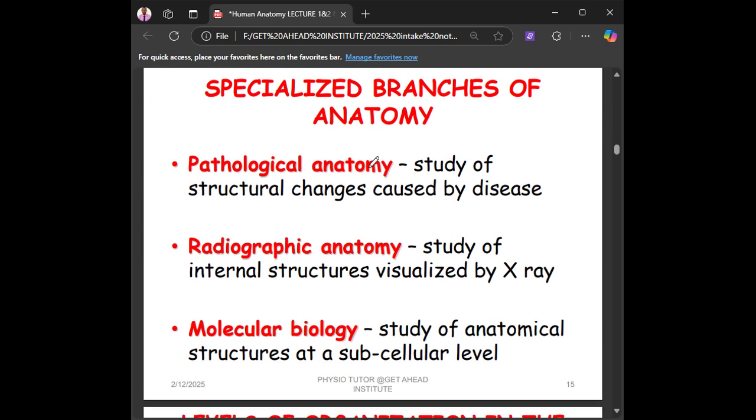Then we also have what we call specialized branches of anatomy. These include pathological anatomy, which has to do with the study of structural changes brought about as a result of diseases. Then you also have radiographic anatomy. This one is the study of internal structures which are visualized by X-rays. Then you have molecular biology. Molecular biology is just the study of anatomical structures at a subcellular level.